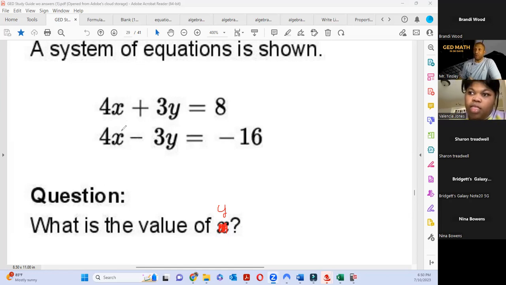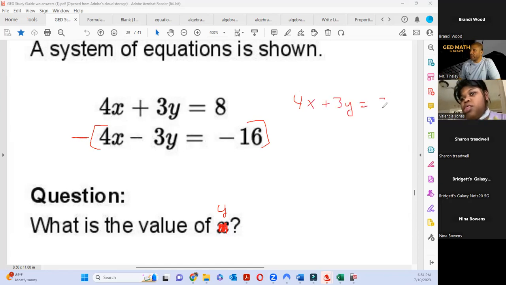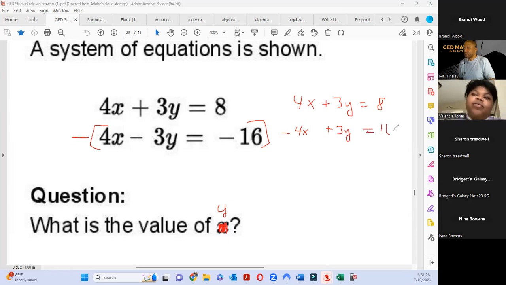So this time, watch this. That means I need to get rid of x. So the opposite of 4x is what? Minus 4. So I'm going to multiply this equation by -1. We don't do anything with the first equation. And when you multiply by -1, all you're doing is changing the sign of everything inside. So instead of 4x, I got minus 4x. Instead of -3y, I got positive 3y. Instead of -16, I got plus 16.